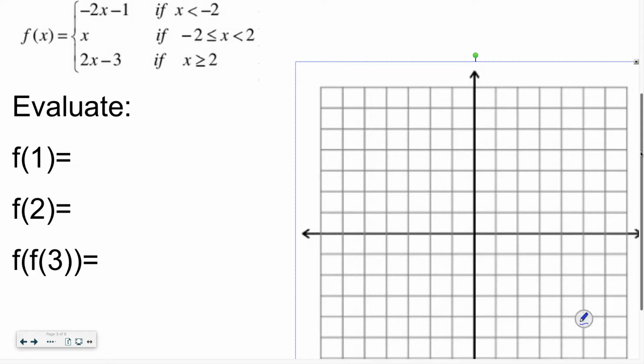Let's come all together. Ethan, what's f of 1? F of 1 is 1. Okay, something that some of us had to wrap our minds around.